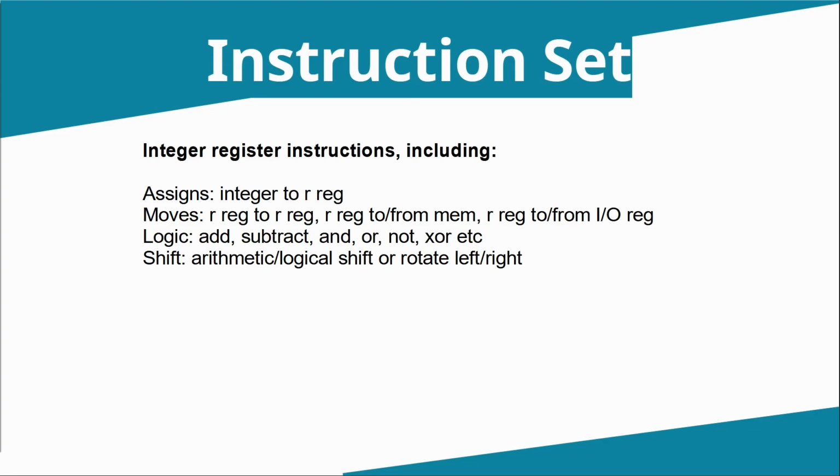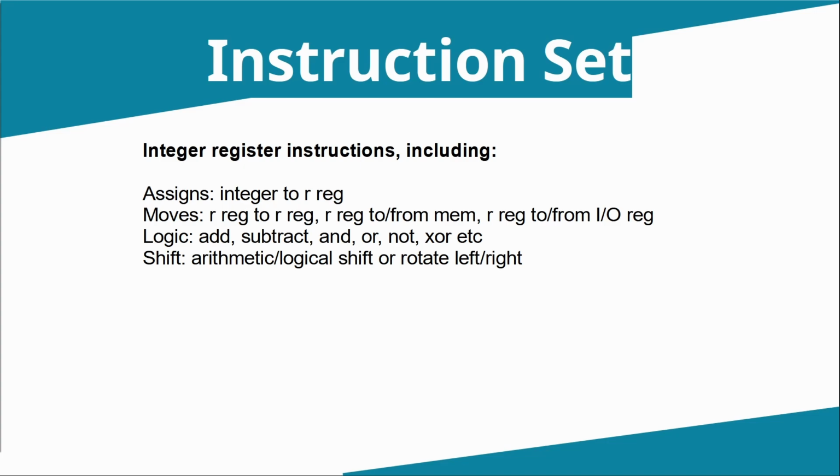Now, I'm only going to cover the instruction set at a pretty high level here, many more details in the manual. But as you would expect, there are assign functions, so you can assign an integer to an R register. You can move from one R register to another, or an R register to or from memory, as we've just seen, or to and from an IO register.